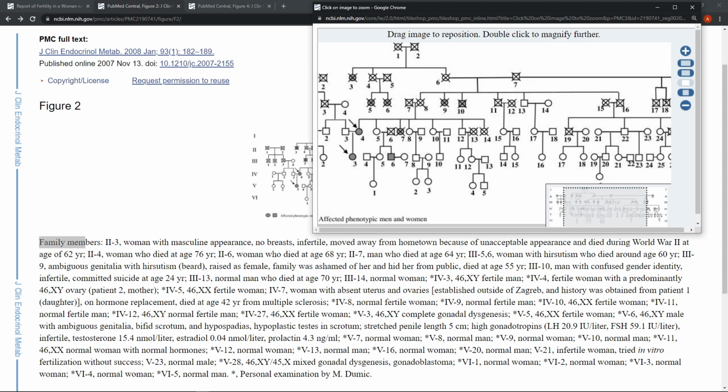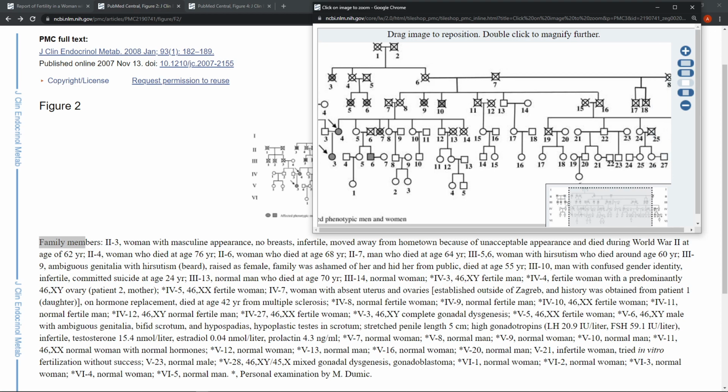3-10 was a man with confused gender identity. Here's the trigger warning: who was infertile and committed suicide at age 24. This is the phenotypic abnormality rearing its head. So 3-13 is a normal man who died at age 70 years old. Obviously, after this was taken, otherwise he'd be X'd off. 3-14 was a normal woman.